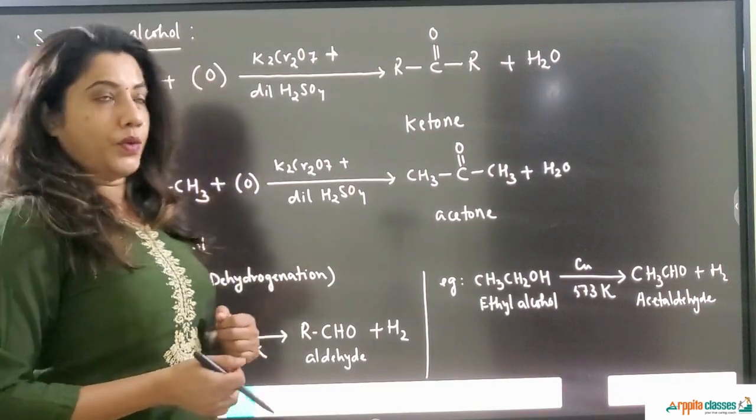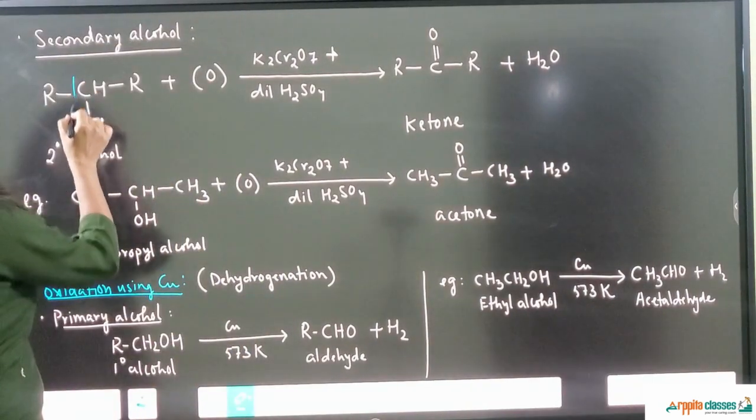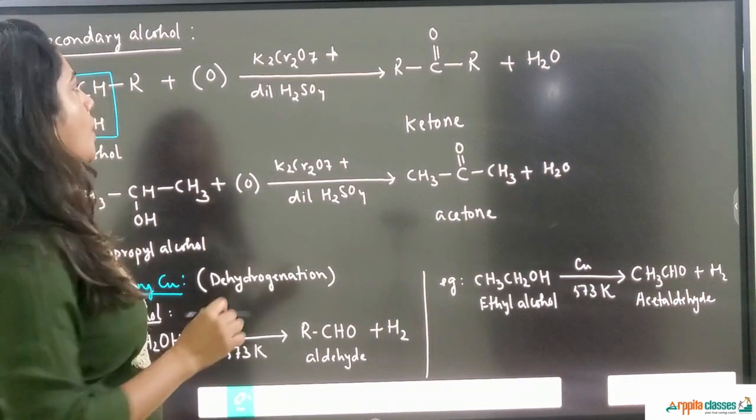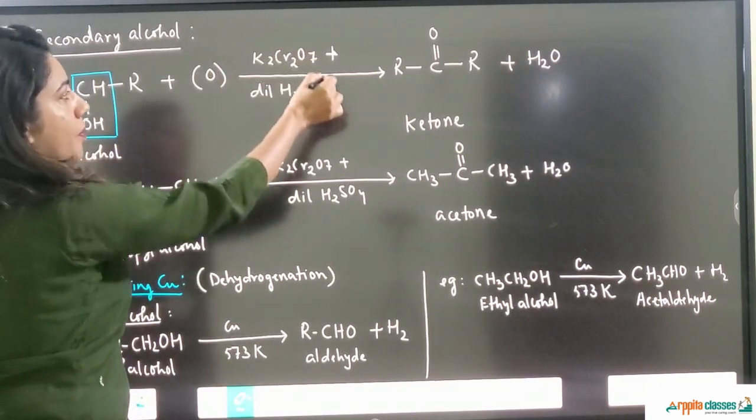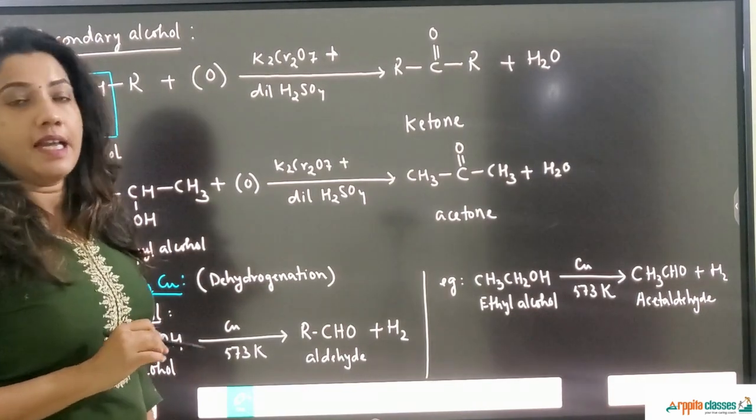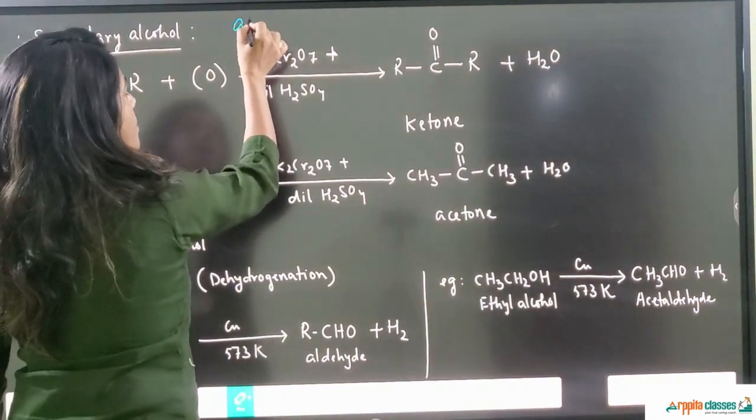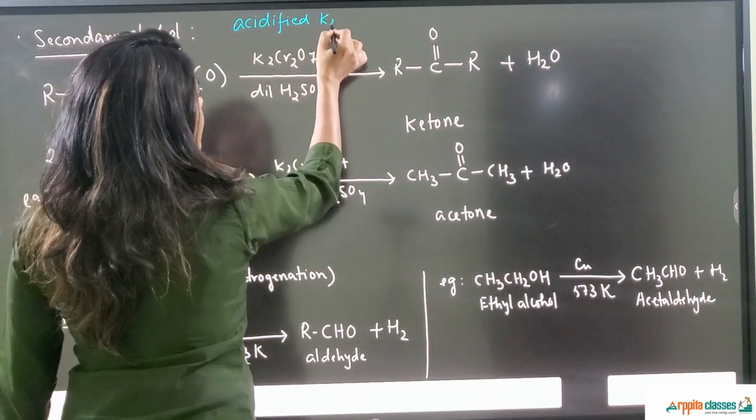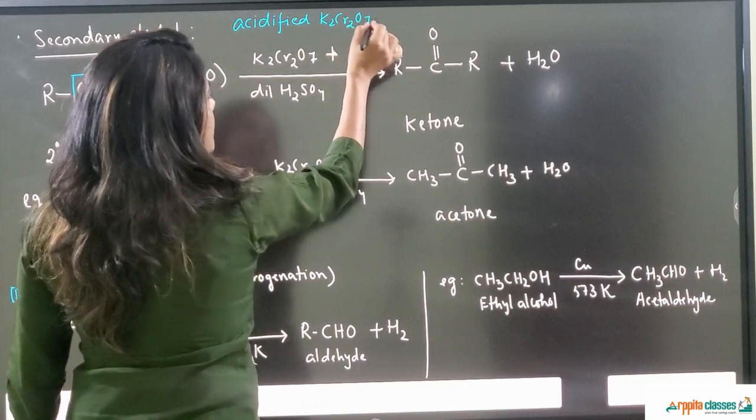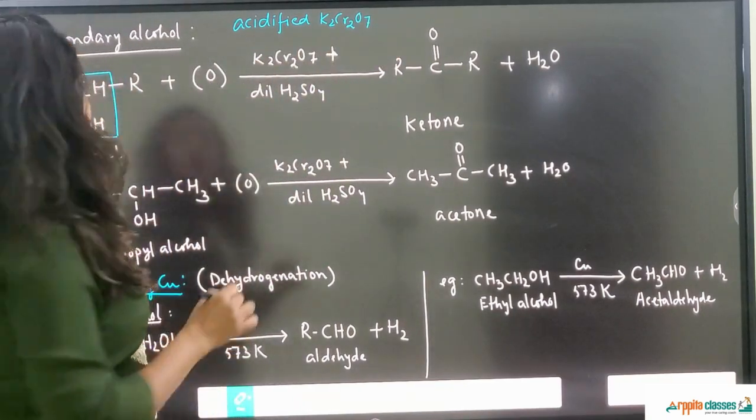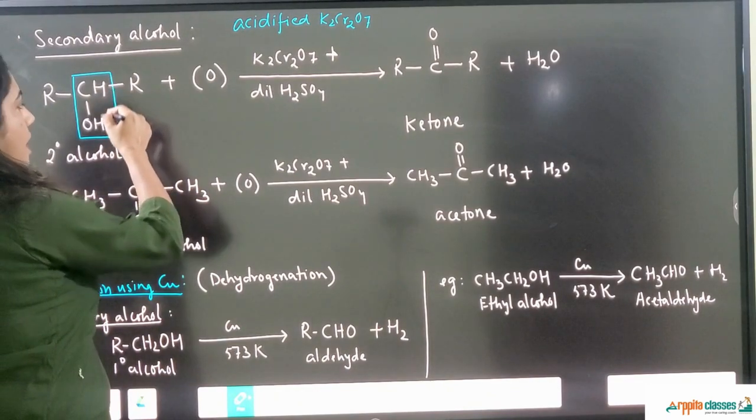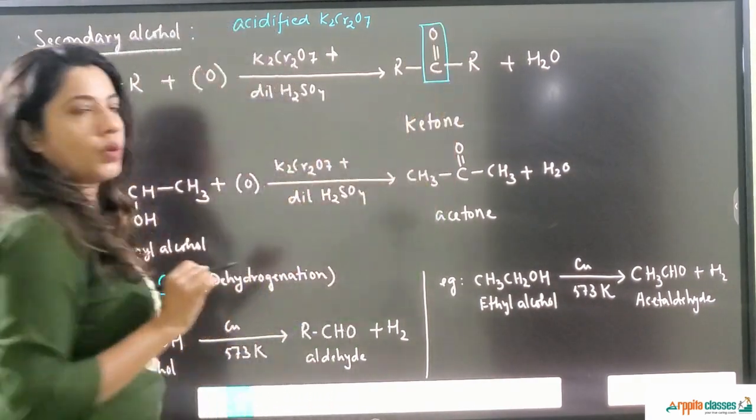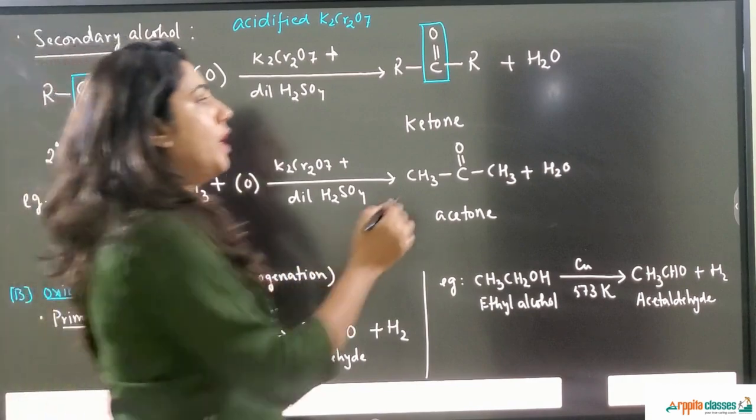Now if we have secondary alcohol, the functional group is CHOH. So if you see CHOH group, it is a secondary alcohol. We oxidize it with the help of K2Cr2O7 and acid, that is, acidified K2Cr2O7, potassium dichromate, which is a very strong oxidizing agent, whereas these 2 hydrogens will come out and you will be getting ketone group. So remember that CHOH group will convert into CO group on oxidation.